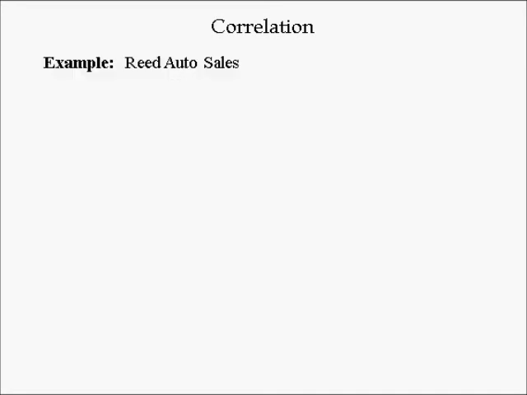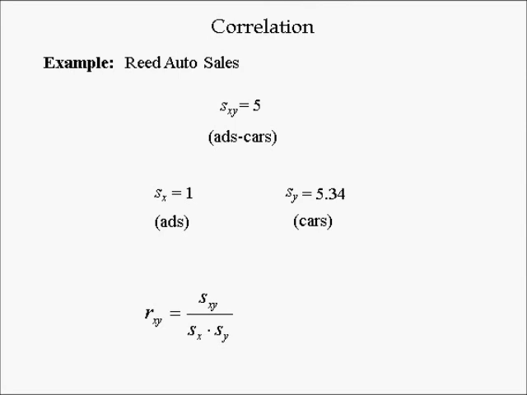In the Reed Auto Sales example, the sample covariance, S sub xy, was equal to 5 ad cars. The sample standard deviation of x, S sub x, was equal to 1 ad. The sample standard deviation of y, S sub y, was equal to 5.34 cars. The sample correlation is the ratio of the sample covariance, S sub xy, and the product of sample standard deviations, S sub x and S sub y. The sample covariance was 5 ad cars. The sample standard deviation of x was equal to 1 ad, and the sample standard deviation of y was equal to 5.34 cars. The units of the statistics cancel out. Hence, the sample correlation coefficient is equal to 0.9363.